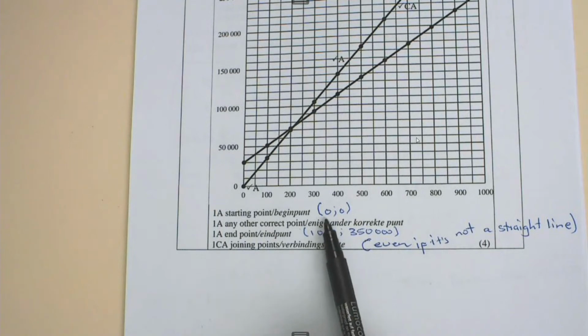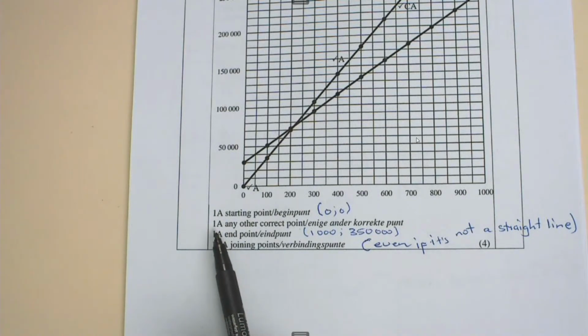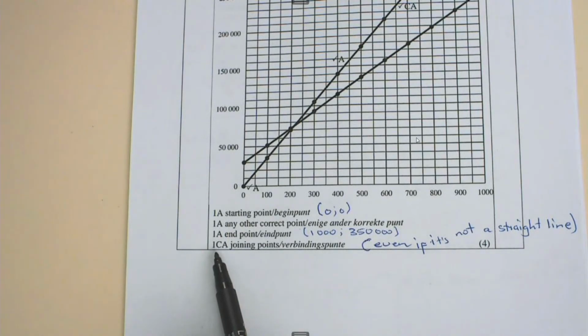So I'm going to repeat. It's 0, 0, the coordinates for the starting point, 1 accurate mark. 1 accurate mark for any other correct point. And then 1 accurate mark for the end point, which is 1,000 and 350,000. 1 mark for CA joining the points. Even if it's not a straight line, you give that learner a mark. You see A that.